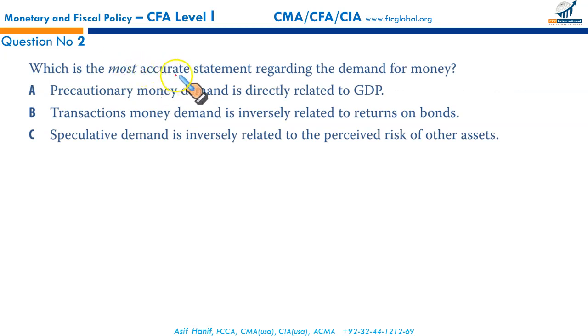Which is the most accurate statement regarding the demand for money? Precautionary money demand is directly related to GDP. That is true. Precautionary money balances are held to provide a buffer against unforeseen events that might require money. So precautionary balances tend to rise with the volume and the value of transactions in the economy. So therefore, they rise with GDP. Look no further. A is straightforwardly the right answer.